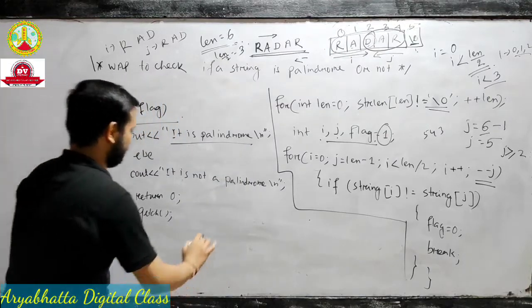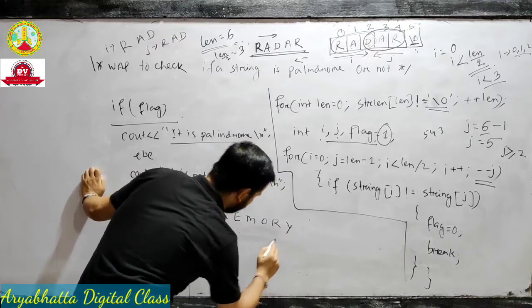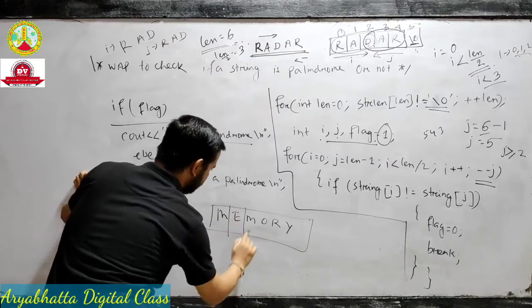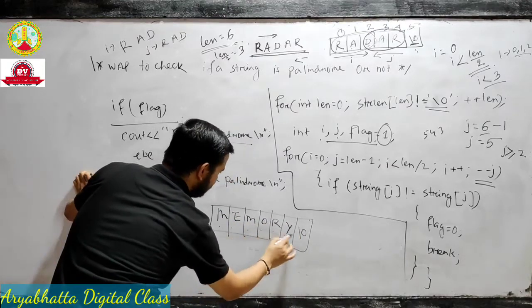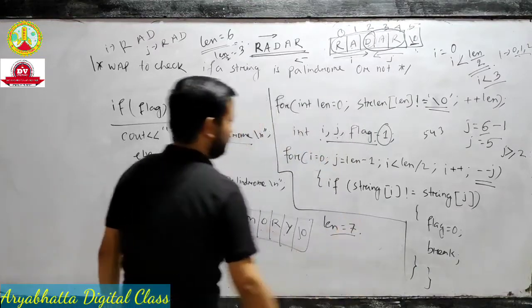Suppose we take the string memory. How many characters is memory? 1, 2, 3, 4, 5, 6, 7. That means your len is 7.